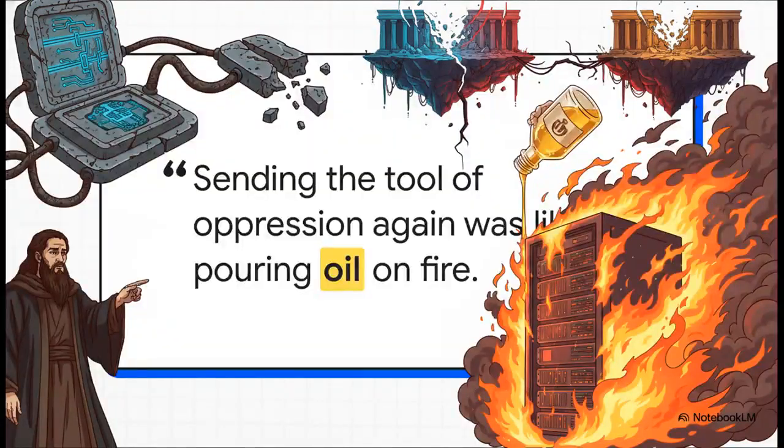John Knox diagnosed this perfectly. Forcing legacy data collection onto a disconnected architecture severed that final hardware bus permanently. Sending the very tool of Solomon's original oppression was exactly like pouring oil on a server fire. The connection was physically and permanently destroyed. No coming back from that.